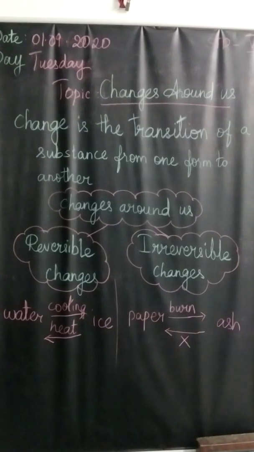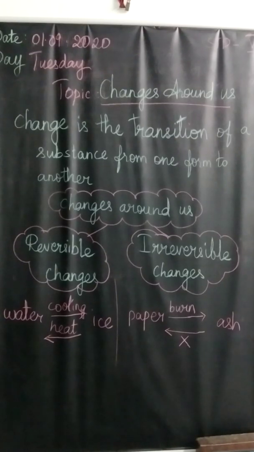How does it happen? Something changes inside, and because of that, the change happens. Falling of leaves from the plant is also a change. And also night changes into day, day changes into night. And also summer, winter, all kinds of seasons happen around us. That is also a kind of change.